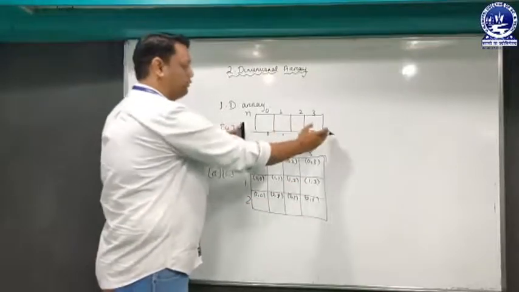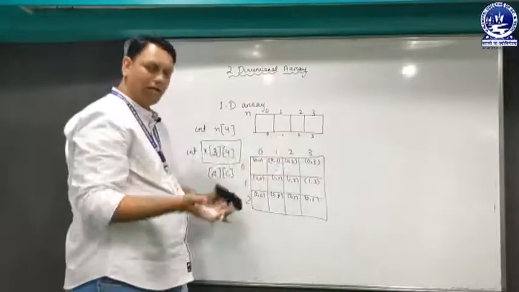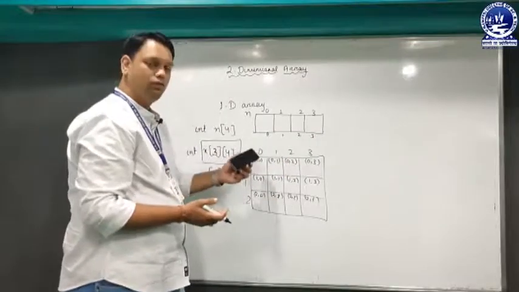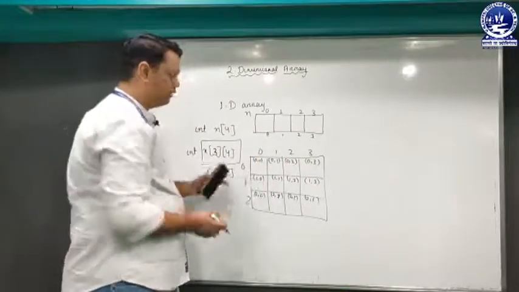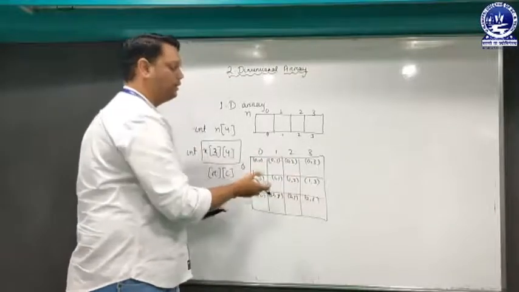This is the concept of a 2D array, and if we want to store a large amount of data, there we can use the concept of a 2D array, in which we have the data in a tabular form.